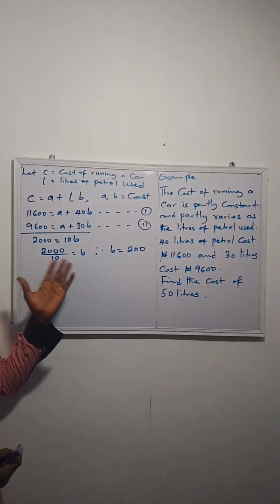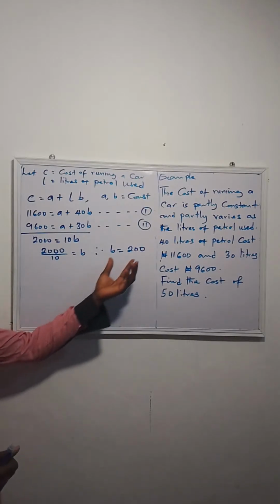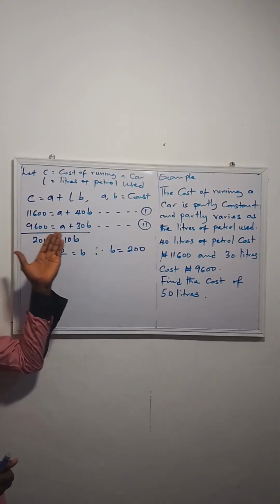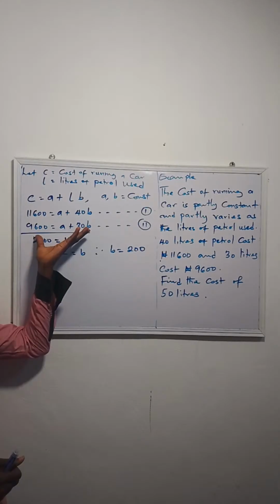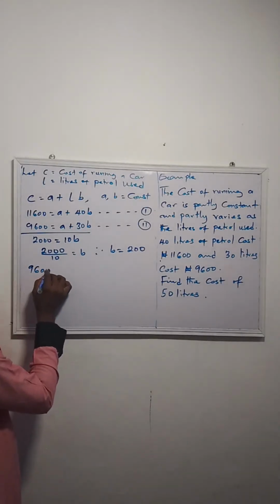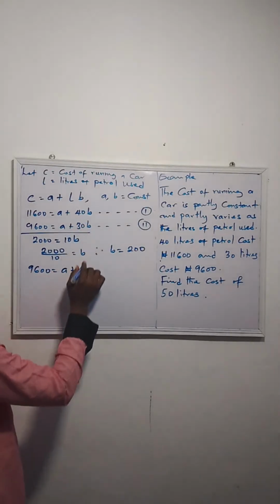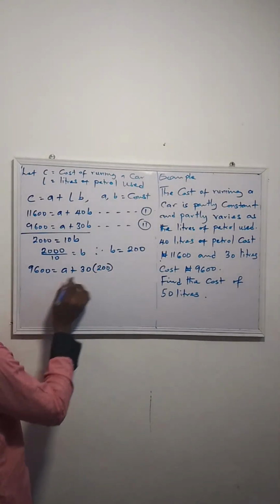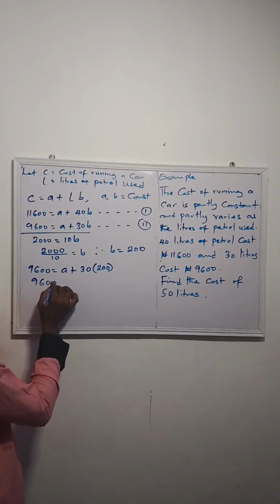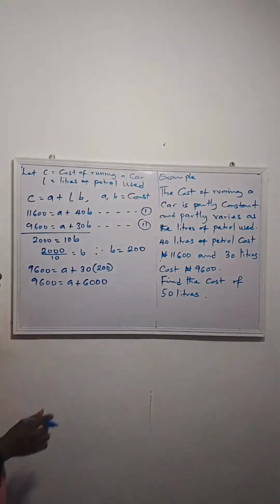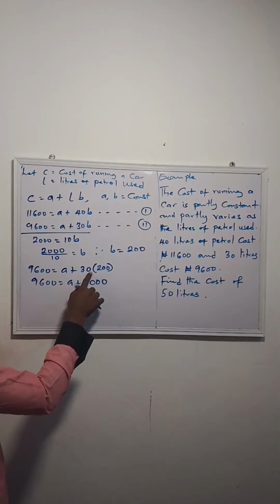Okay, so now the next thing is to get the second constant, that is A. So you plug in this value into any of the equations. Now let's work with equation 2 because the values here are smaller than that of equation 1. So I will find it easy working with. Okay, so now let's plug in the values. So we have 9,600 equals A plus 30B. Instead of writing B now, we write 200. So we have 9,600 equals A plus, and that's going to be 6,000. Okay, 3 times 2 is 6, so we just add the 0 to this.